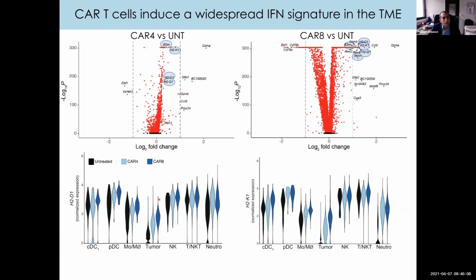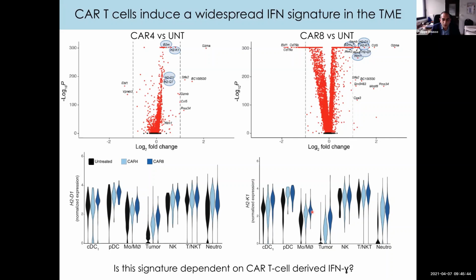So when we look at the bulk of the cells in this tumor environment, what's striking is that we see a very strong interferon signature. And when we look at the individual subset, genes that are known to be upregulated by interferon, such as MHC class I, you can see that there's an increase in virtually every subset that we look at. So it's really a widespread interferon signature, raising the question on whether this signature is actually dependent on the CAR T cells derived interferon gamma.